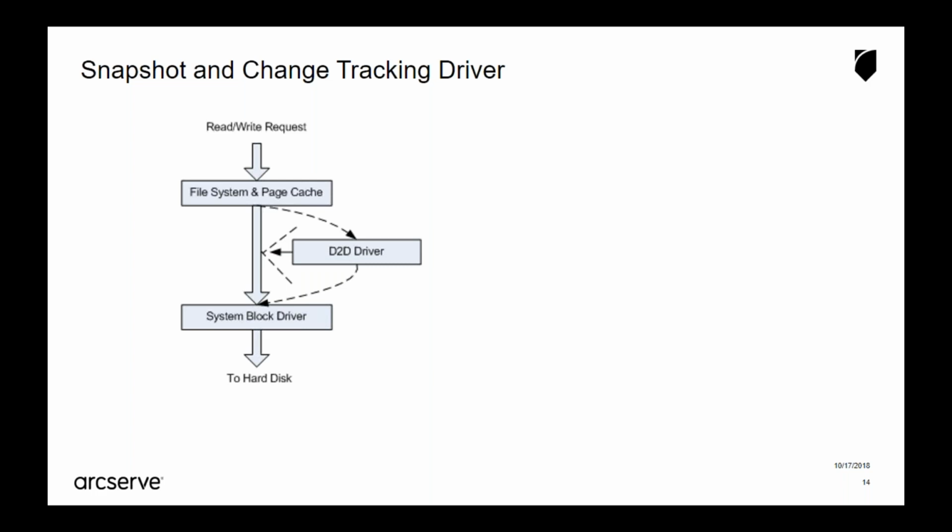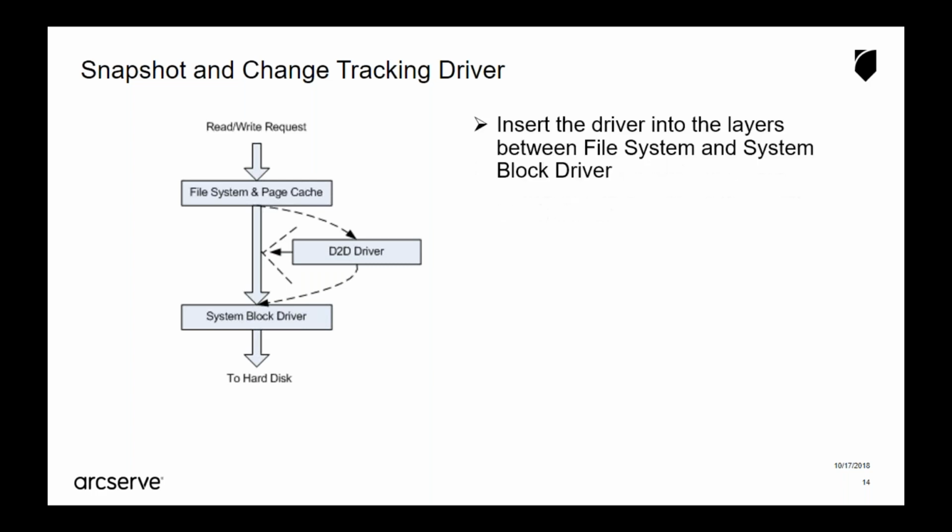When the D2D driver sits in between the file system and your system block driver, from the file system we have both read and write requests which go to the system block driver. Our D2D driver just makes a note of all the write requests that go in and all the blocks that are being modified. This helps us ensure that we back up the correct incremental blocks that have changed from the last backup.